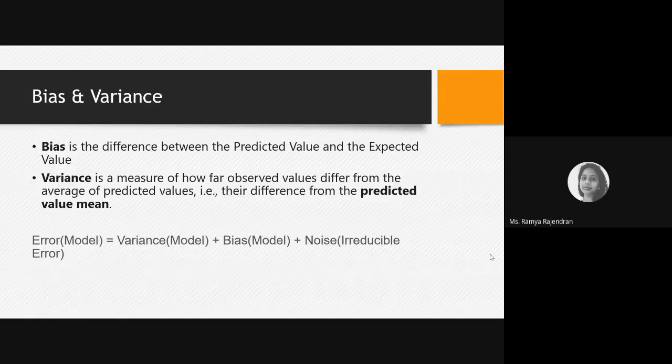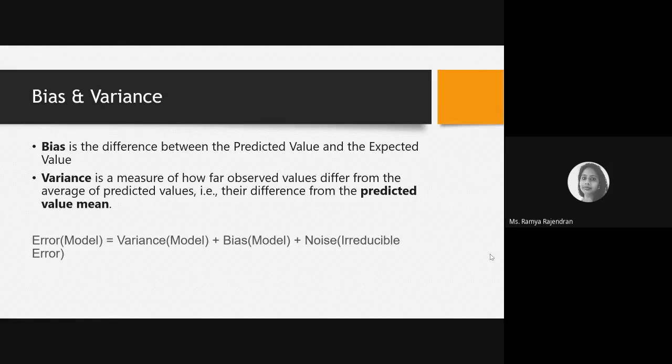Variance is nothing but the difference between the predicted value mean and the observed values. I mean, your target variable minus your predicted value mean. That is your variance. Whereas in bias, you're comparing the difference between the predicted value and the expected value. Here you're taking the difference between the same expected value and the mean of the predicted value. That is variance. I'm sure you must have come across this formula.